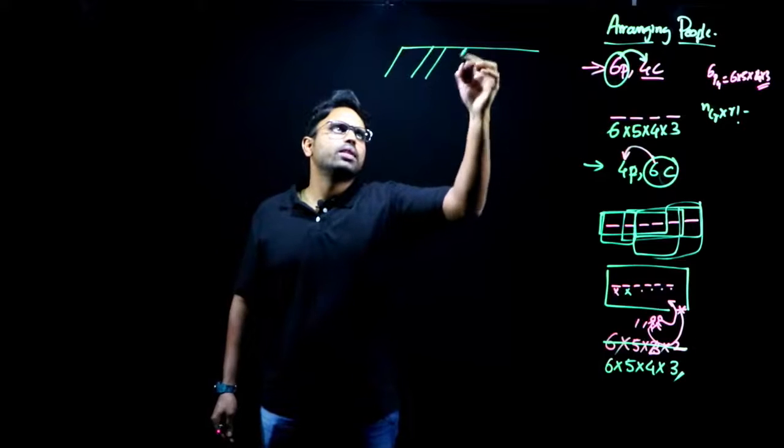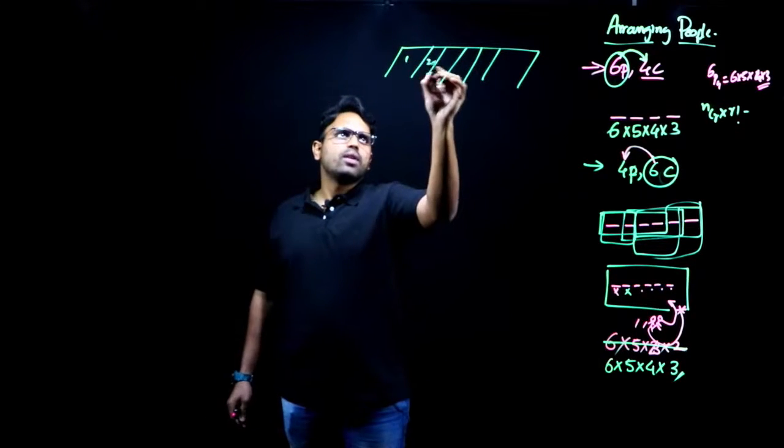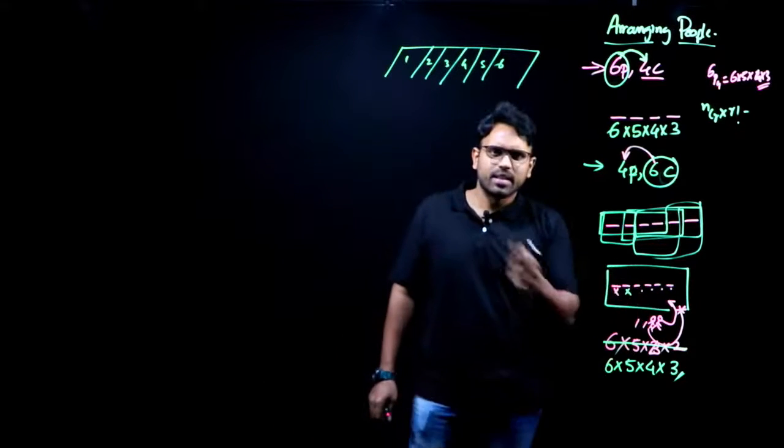Okay. 1, 2, 3, 4, 5, and this is 6. Let me call this 1, 2, 3, 4, 5, and 6. Those of you who could not understand what happened here, just start thinking.